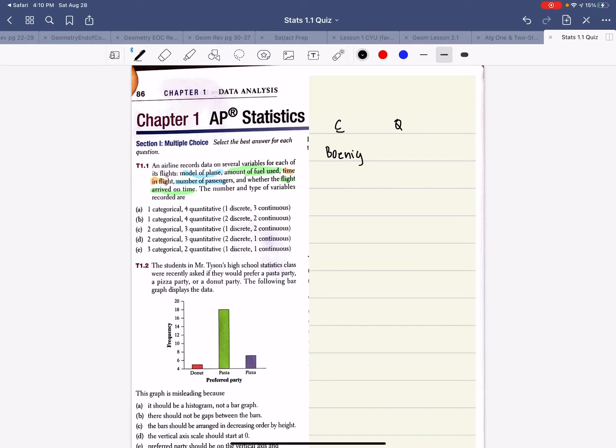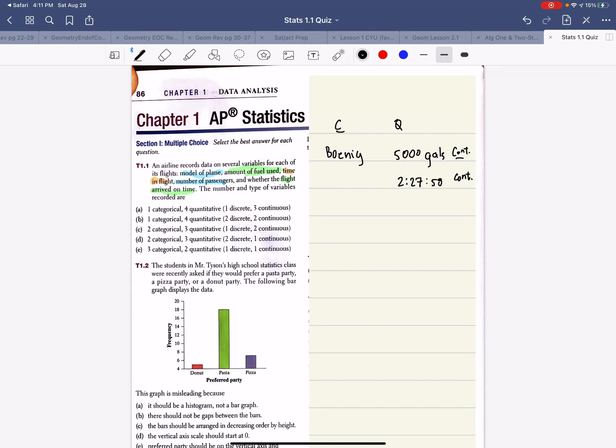Amount of fuel used. Okay, so that's like 5,000 gallons. And that's going to be continuous, right? Because gas flows out of a gas pump continuously. Gas just comes flowing out on the ground. It's continuous, right? The next one, time in flight. All right, so it could be a 2-hour, 27-minute flight, and it could be X number of seconds, right? So time is continuous.